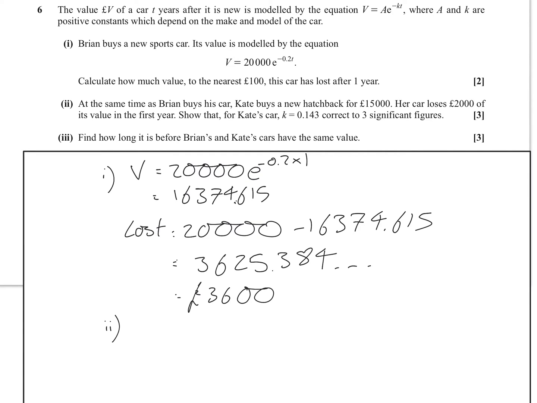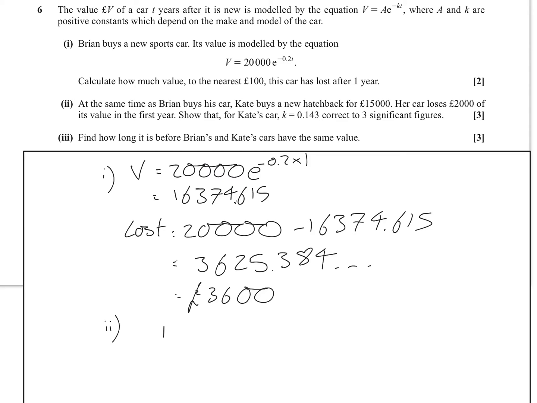Part 2. At the same time, Brian buys his new car. Kate buys a new hatchback for 15,000. Her car loses 2,000 of its value in the first year. Show that for Kate's car, k equals 0.413. Now, they are expecting more than just a substitution of this. Okay, they want you to do it the proper way round.